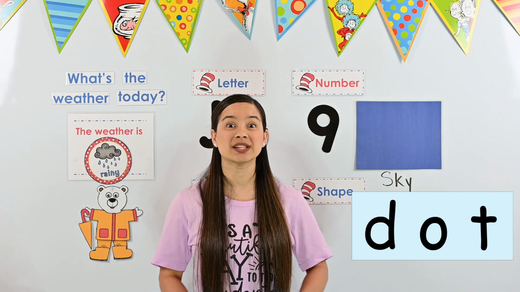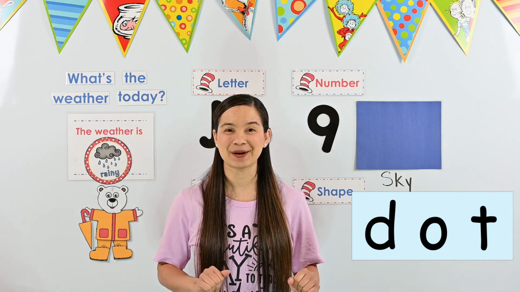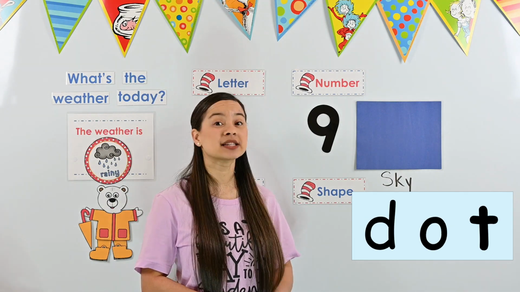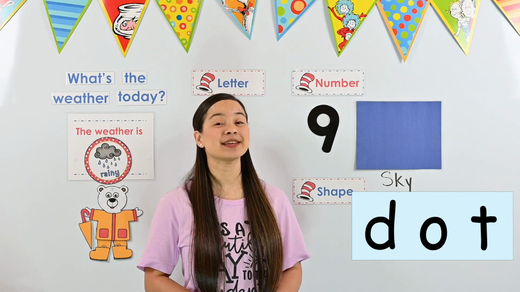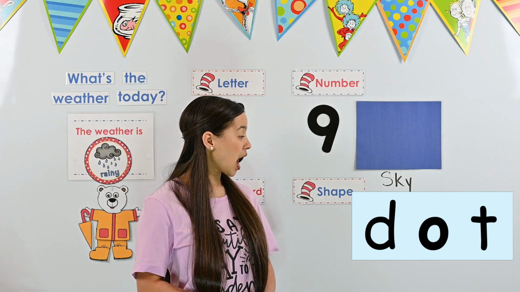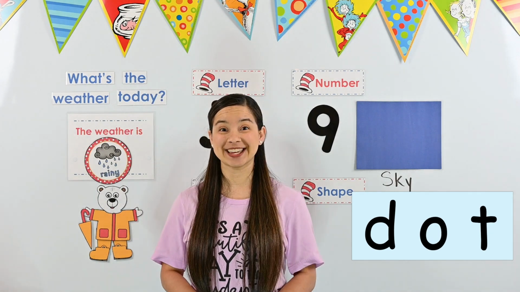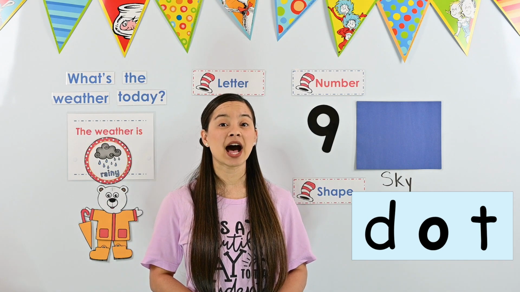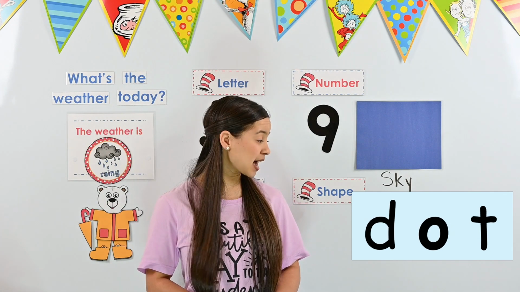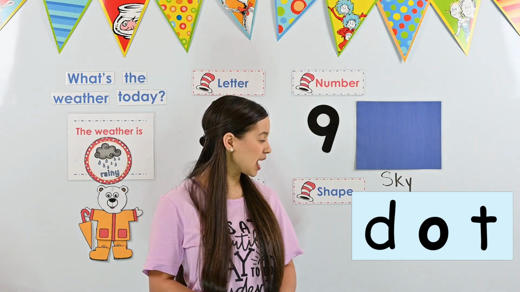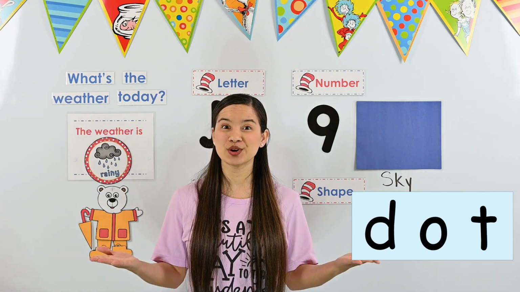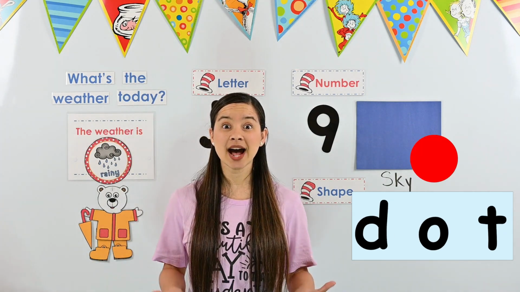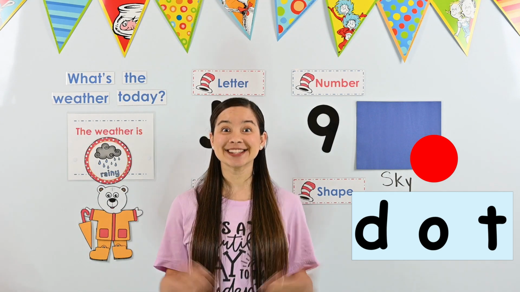Okay, now we're going to say just the sounds. I'll help you. Ready? D, ah, t. Good. Let's say them a little faster. D, ah, t. Again. D, ah, t. Dot, dot. Do you know what our word of the day is? Dot. Our word of the day is dot.